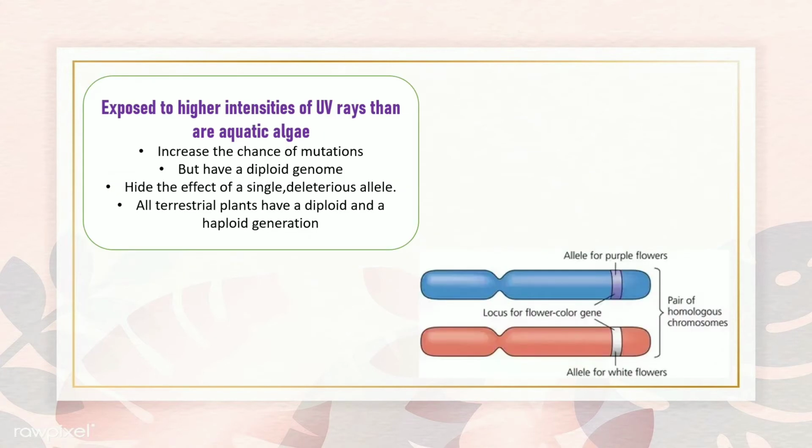Plants living on land are exposed to higher intensities of UV rays than aquatic algae. Exposure to ultraviolet light can increase the chance of mutation. So, what are the traits of plants that enable them to live on land? Based on this challenge, they have a diploid genome that can hide the effect of a single deleterious allele. All terrestrial plants have both a diploid and a haploid generation, and the evolutionary shift toward a more dominant diploid generation allows for greater genetic variability in land plants.